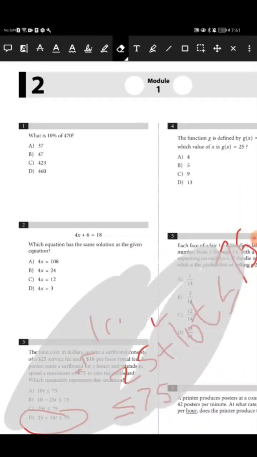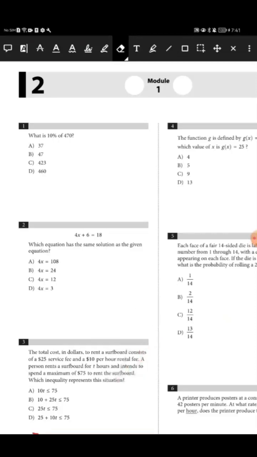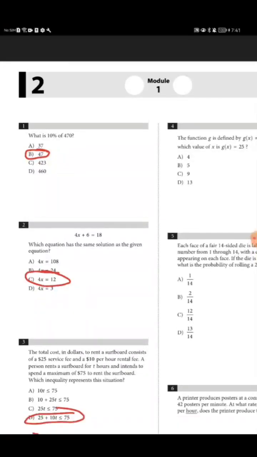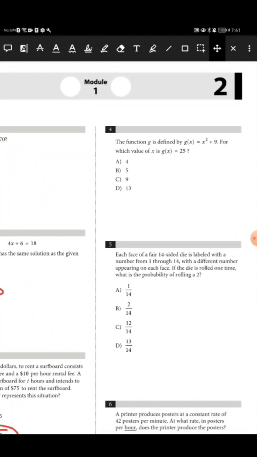So moving on to question number 4. The function g is defined by g(x) equals x to the power 2 plus 9. For which value of x is g(x) equal to 25?